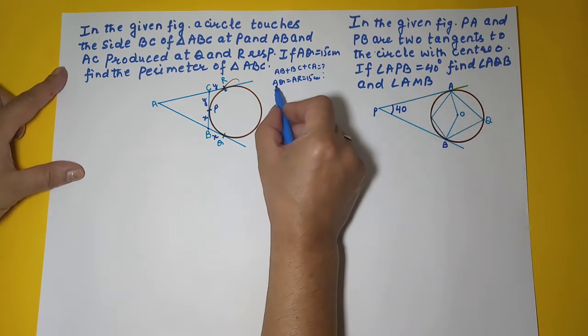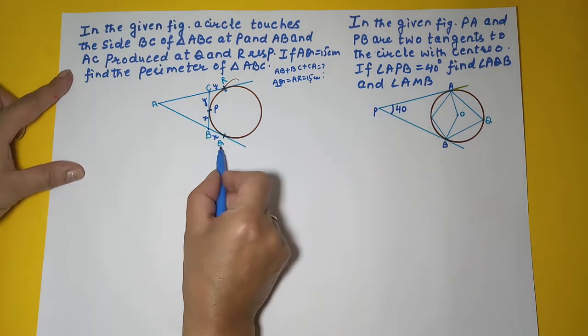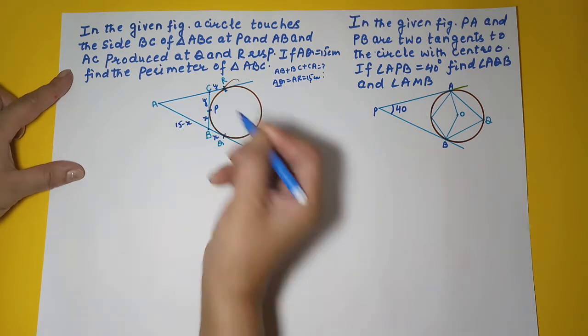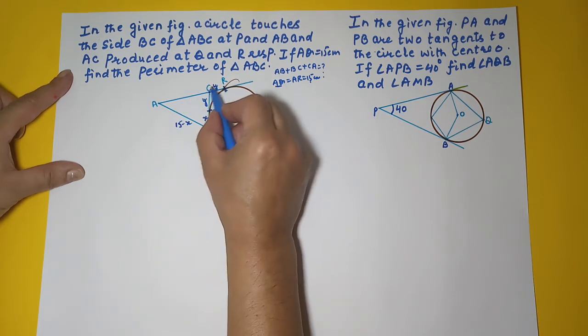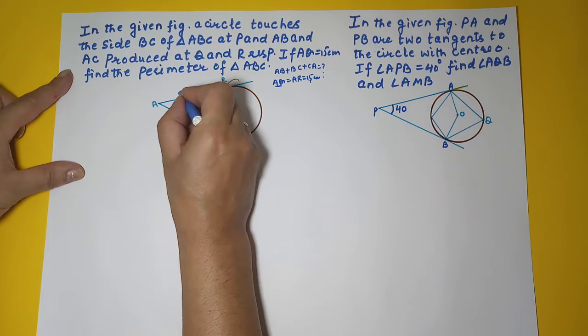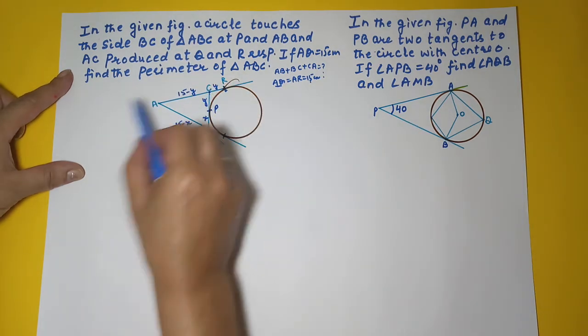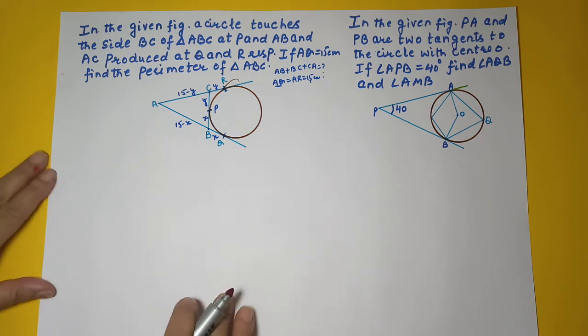Now, he has given us AQ as 15. So if AQ is 15, BQ is X, so AB will be 15 minus X. Similarly here, AR is 15, CR is Y, so AC will be 15 minus Y. Now we got all the three sides of this triangle. We can add them up and find out what is the perimeter of this triangle. So let's write it now. So how will we write this now?